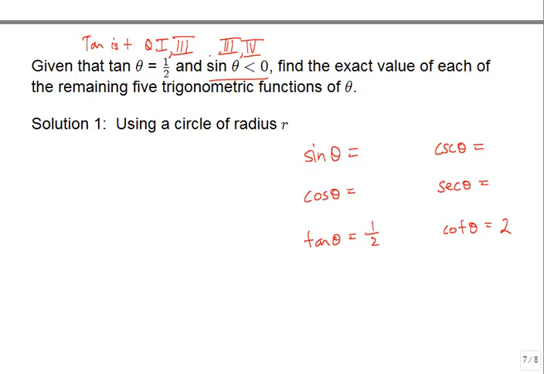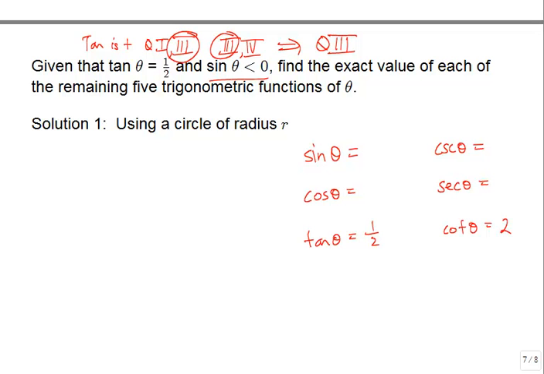So combine those 2 things together. Where is tangent positive, but at the same time sine of theta negative? The only place where these overlap is in quadrant 3. So that means we must be talking about an angle that's in quadrant 3. Okay, so we want to keep that in mind.